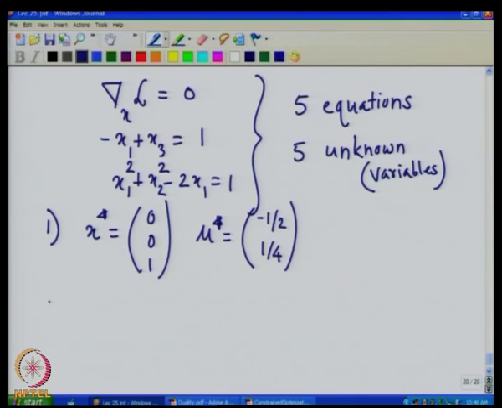And the other point is, so you can find out the other x star and the other mu star, and write down the conditions and check the KKT points for this. Okay.